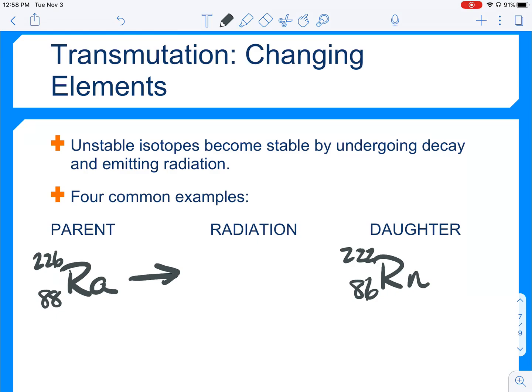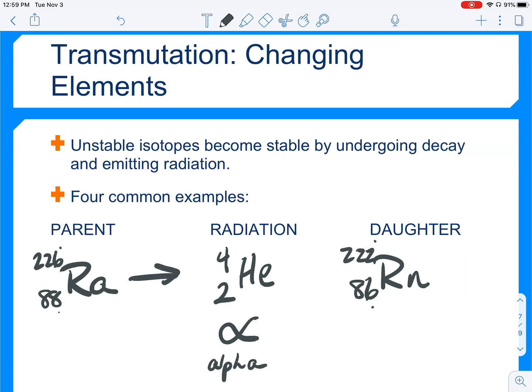And so what has changed here? Well, we've lost 4 from the mass number. 226 has become 222. So we've lost 4 from the mass number. And then we've lost 2 from the atomic number, 88 to 86. So that is atomic number 2, which represents the element helium. And essentially what we have here is a helium nucleus. So 4 nucleons, 2 protons, 2 neutrons, and this is called an alpha particle. Lowercase Greek letter alpha, or the Jesus fish, as some of my students tend to call it. So this is what we call alpha decay.